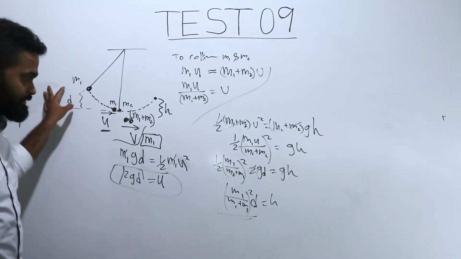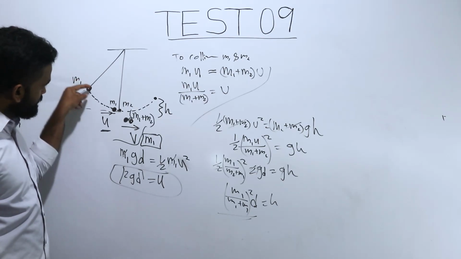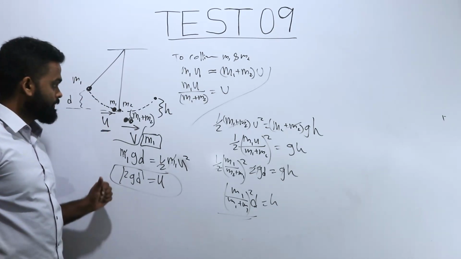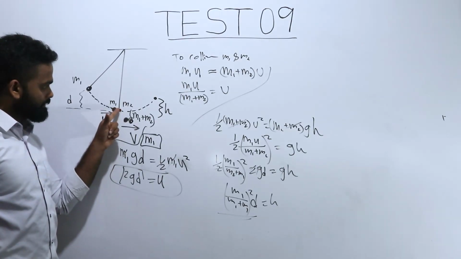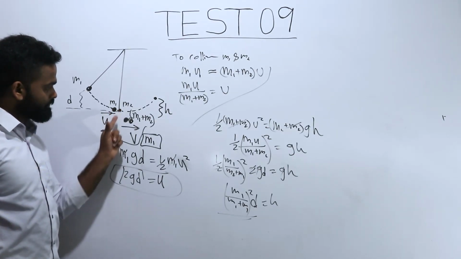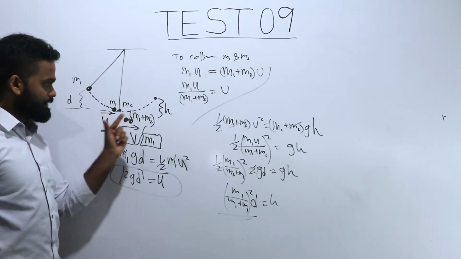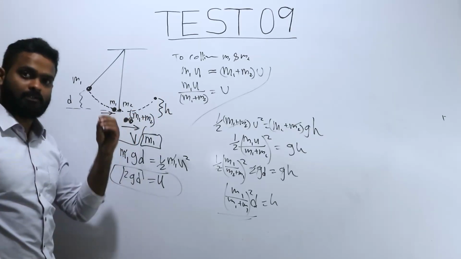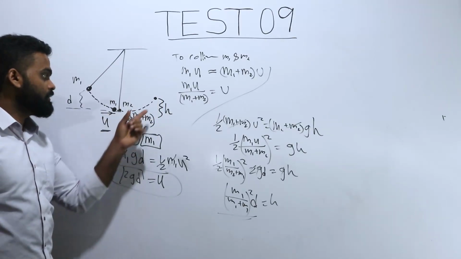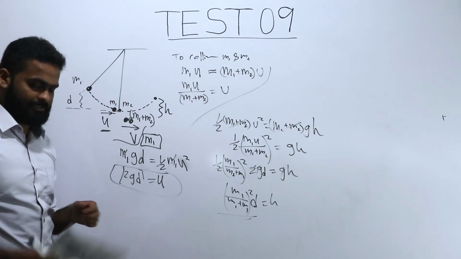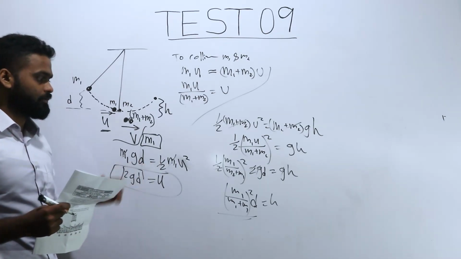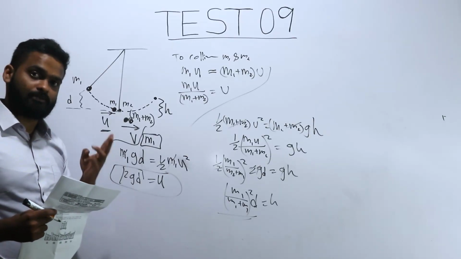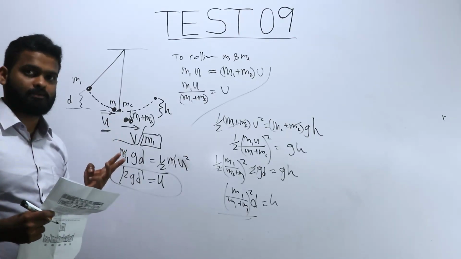So what we did is we applied energy conservation to find u. Then applied momentum conservation to find v. Then again we needed to find h, so we applied energy conservation to find h. That is what we did in order to find this height. So we applied energy conservation two times and momentum conservation once.